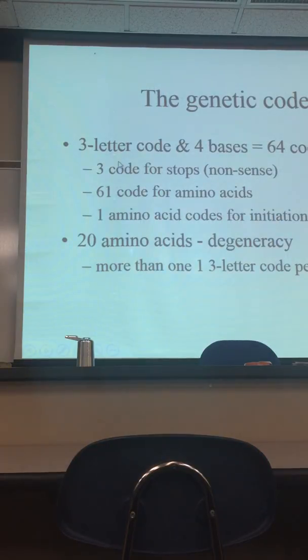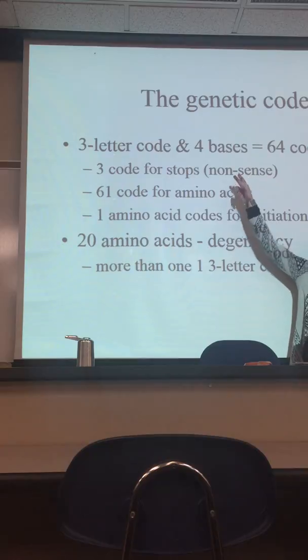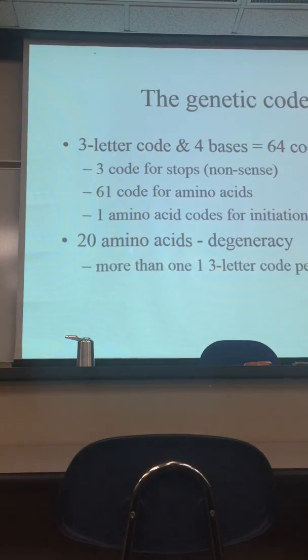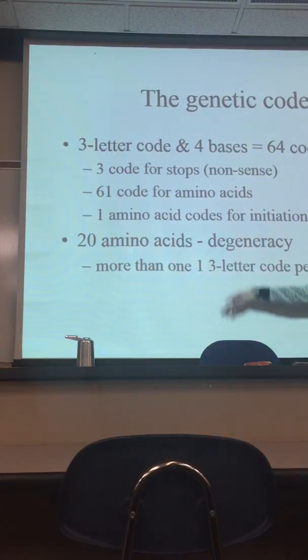If we have a 3-letter code, and we have 4 different bases, adenine, uracil, guanine, and cytosine, that gives us 64 different codons that could exist. We also have 3 codes for stops. It says stop here. Stop transcribing or translating. And so those would be nonsense codons. So that gives us 61 codes for amino acids. All the different amino acids.